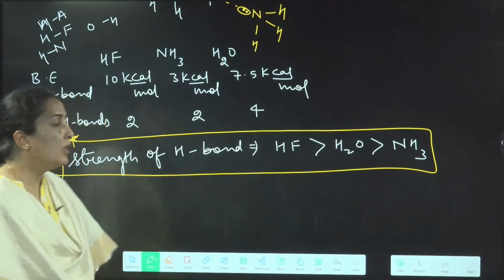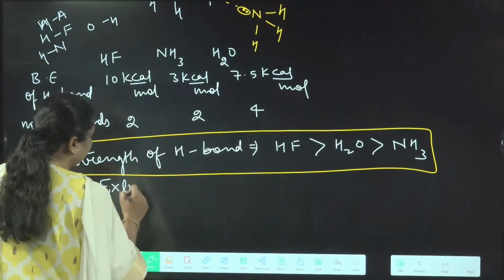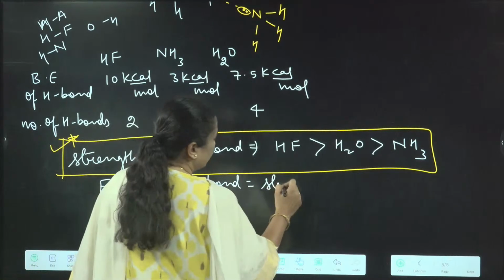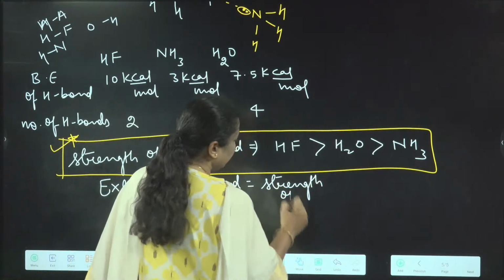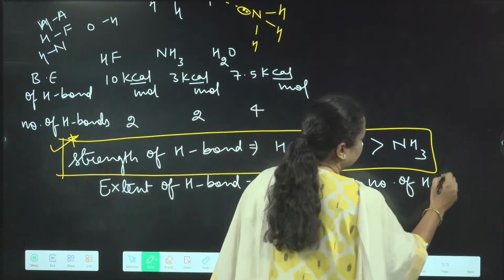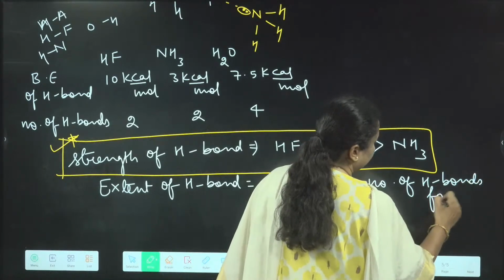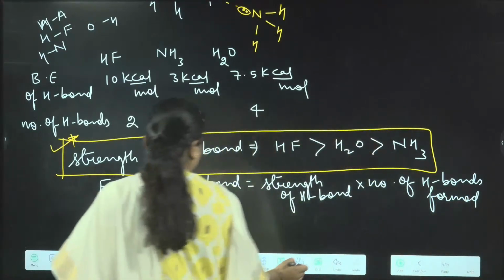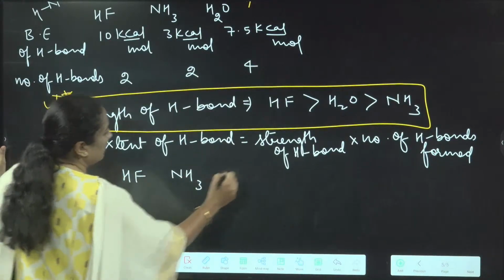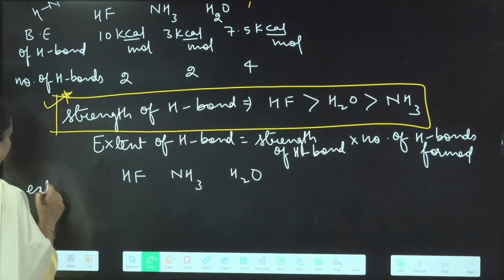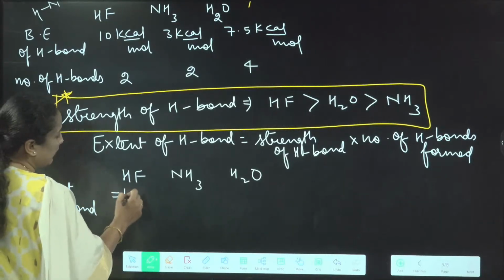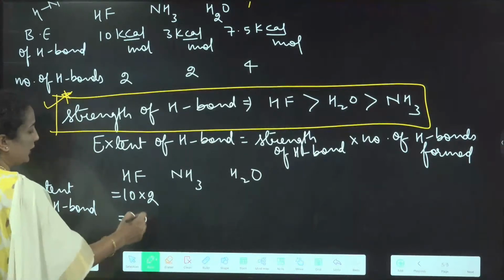Now there is one more terminology, which is the extent of hydrogen bond, and that is given by the strength of hydrogen bond into the number of hydrogen bonds formed. So if I have to compare HF, NH3 and H2O, right? Extent of hydrogen bond. So what is the strength? First of all, it is 10. How many hydrogen bonds is it making? 2. So are you getting 20 kilocalories?